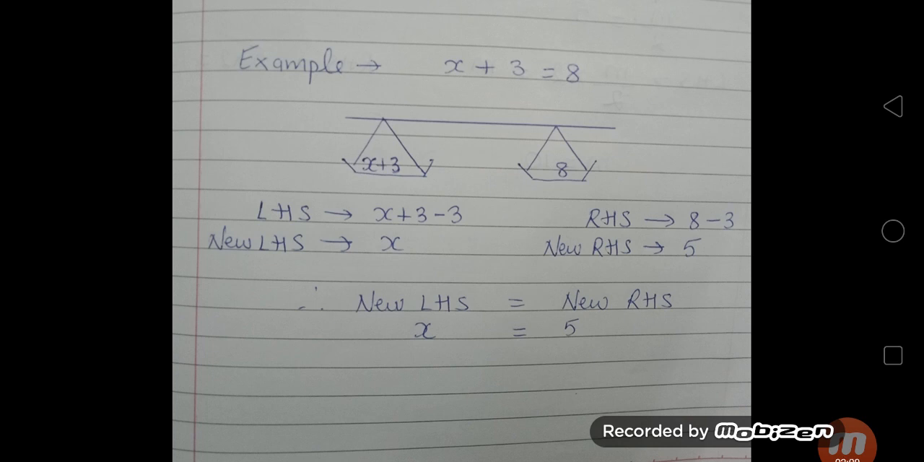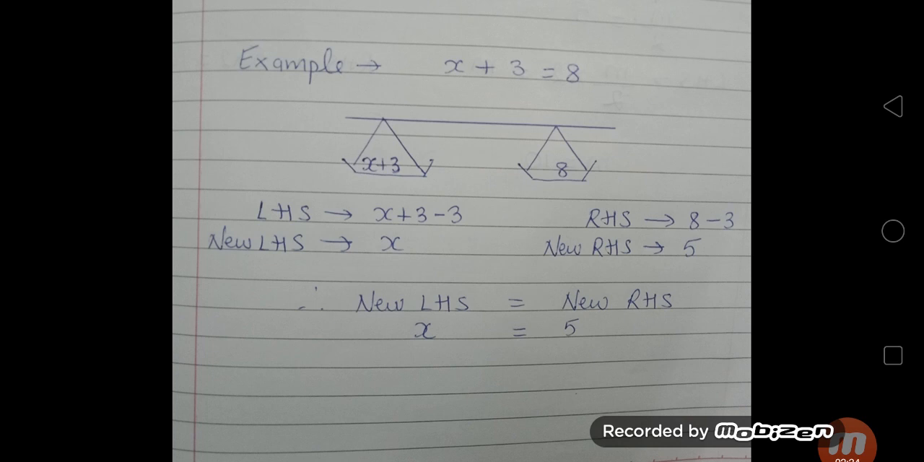So the new LHS which I will get is x, because 3 minus 3 remains 0, so it will be only x. And the new RHS I will get is 8 minus 3, that is 5. So the new LHS will be equal to the new RHS because the same values I have subtracted from both the sides. So x is equal to 5.